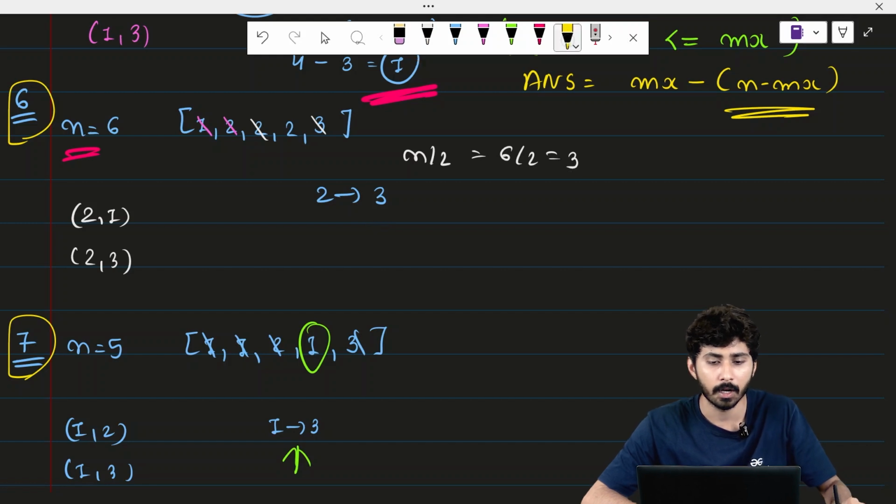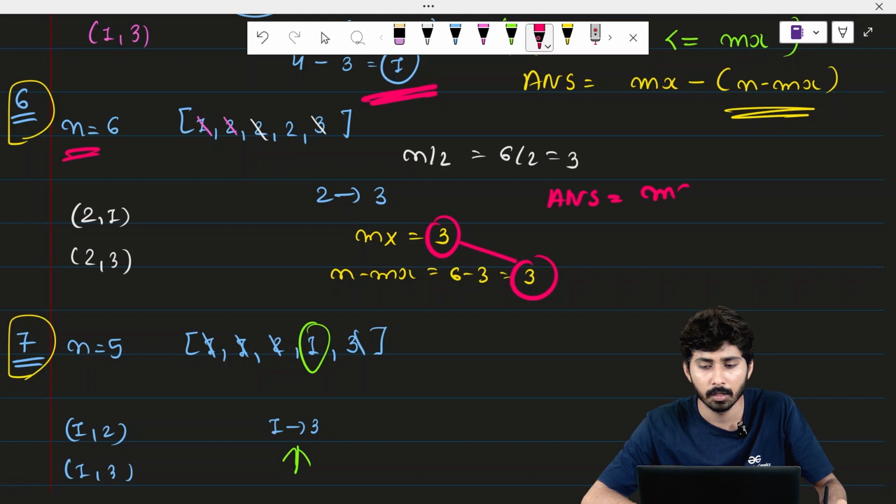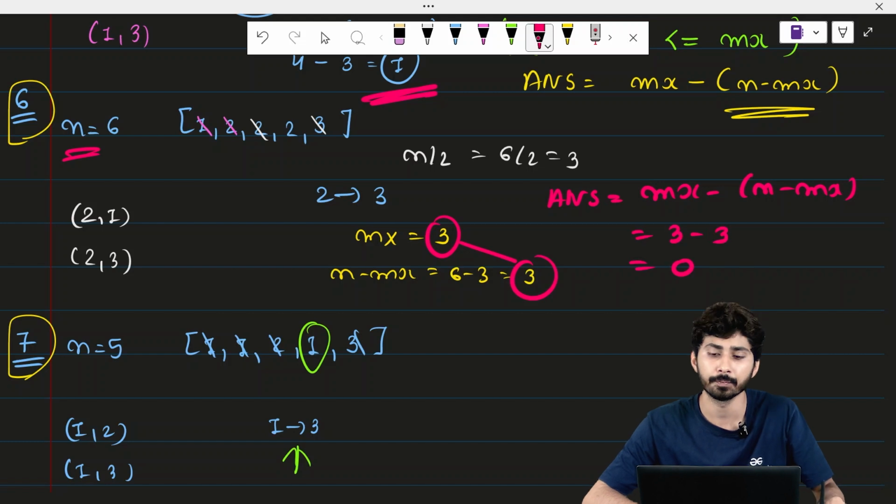Okay, fine. Now, I'll call it mx. Mx is equal to 3, the dominating number's frequency. N minus mx, the remaining elements. It is what? 6 minus 3 is equal to 3. So you can observe here, you can basically pair the other elements with the dominating number, and what will you be getting as the answer? Mx minus (n minus mx). So you got 3 minus 3, that comes out to be 0. So output is 0, and here also what was the output?